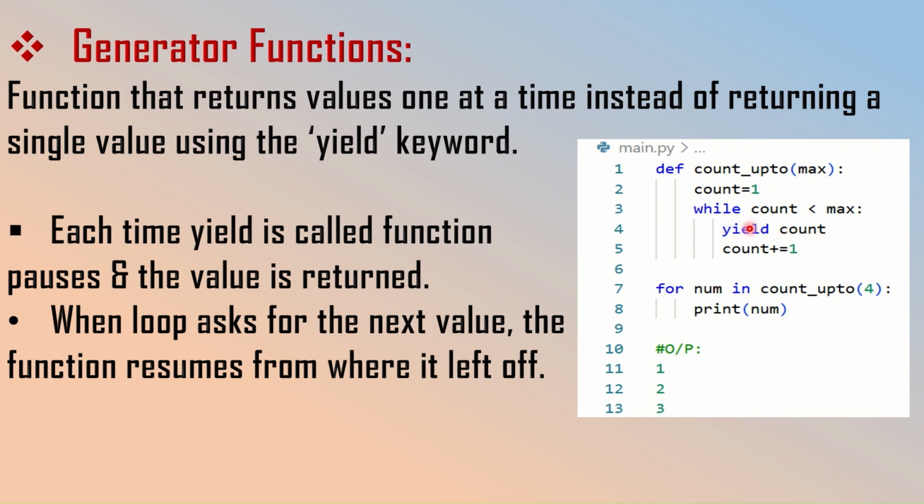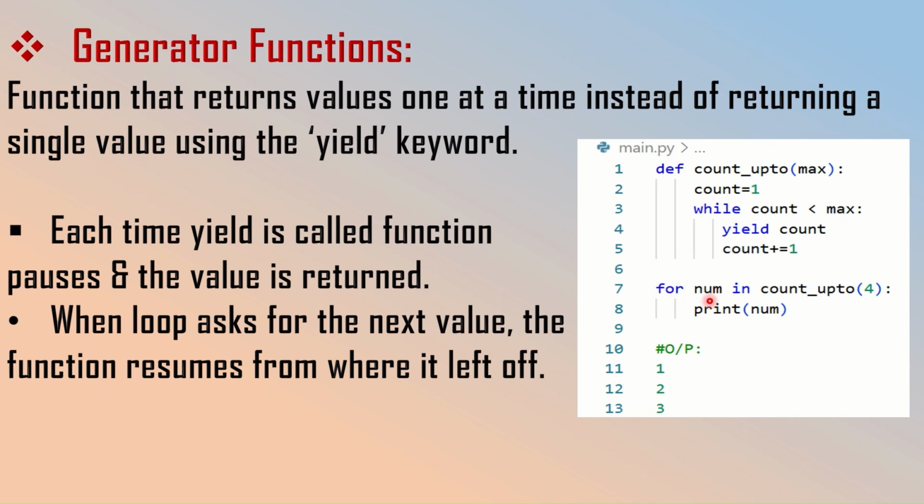At this point, whenever this statement gets executed, the yield keyword will return the value. Initially the value of count is 1, so at this point it will return the value 1. So inside this condition, I have given yield count, and after that I increment the already declared count variable by 1. So inside this function, I have declared the statements like this.